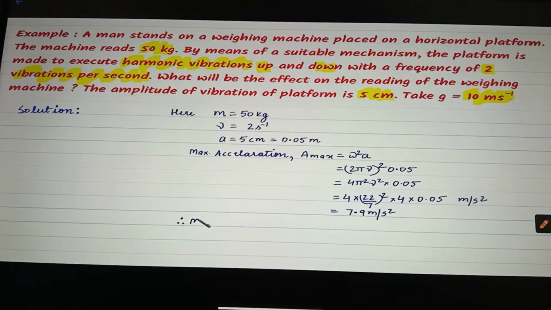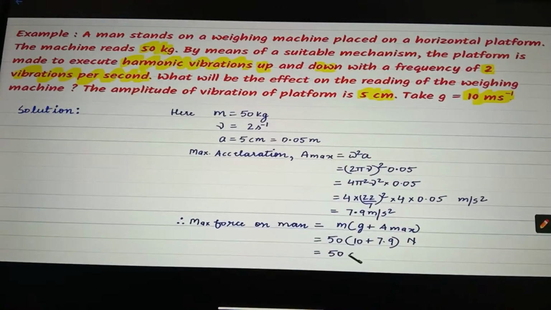Therefore, A max, that means maximum force on the man is equal to, force is always mass into acceleration. So that will be m(g plus a max). So that is equal to 50 multiplied with (g is 10 plus 7.9) newtons. This is 50 multiplied with 17.9 newtons.